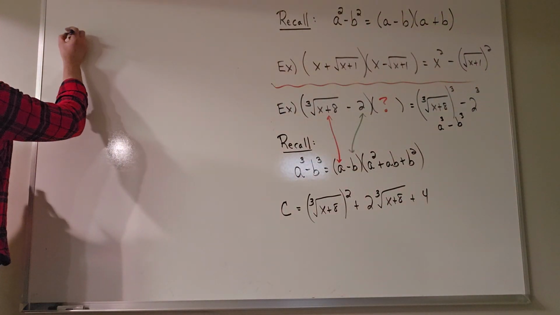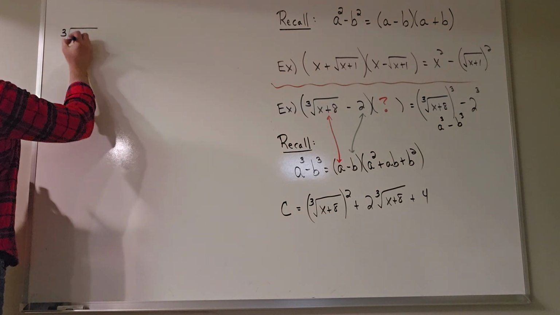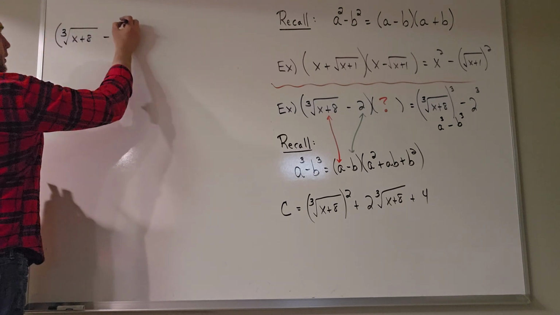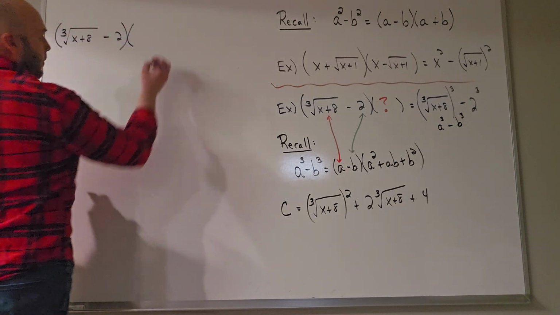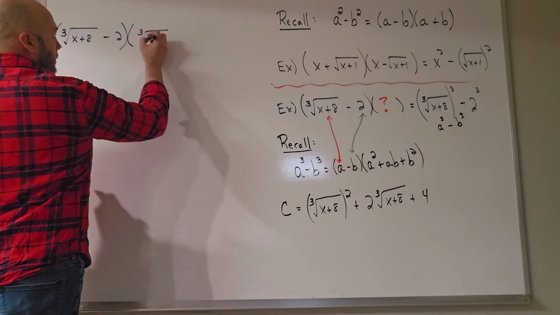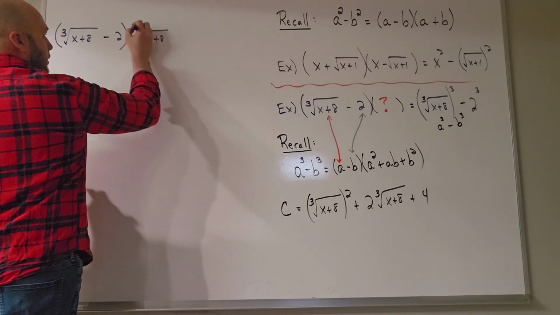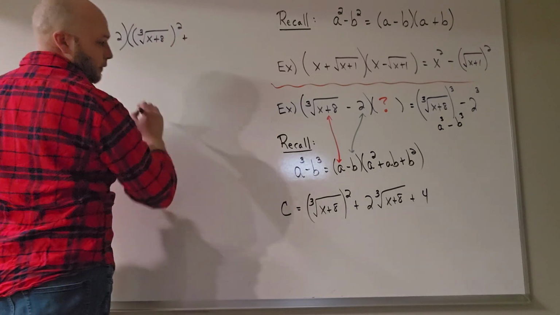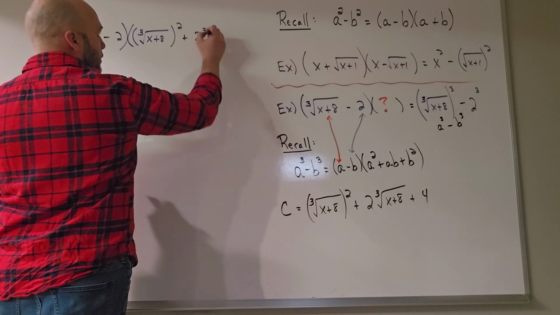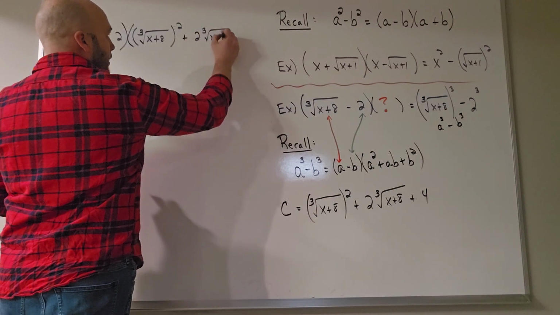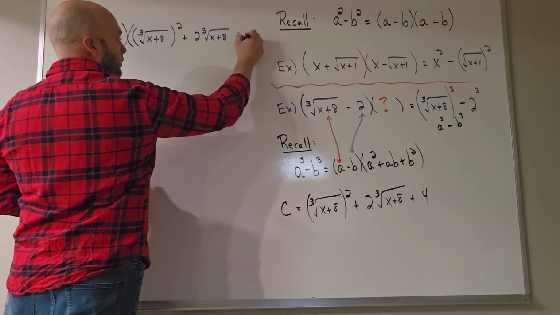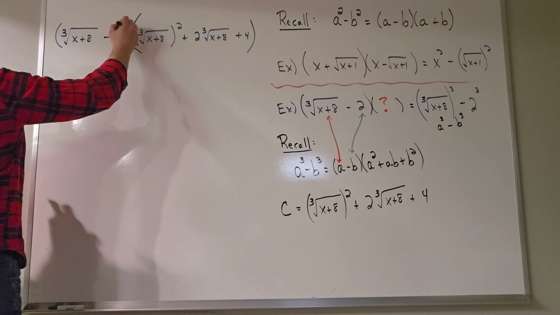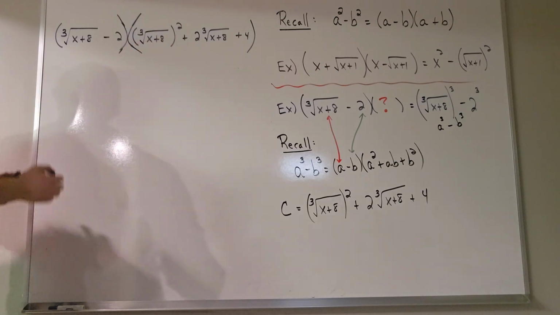All right, here we go. So I've got the cube root of x plus 8 minus 2, and I'm going to multiply by the cube root of x plus 8 squared plus 2 times the cube root of x plus 8 plus 4. Make those parentheses a little bigger to distinguish between those.